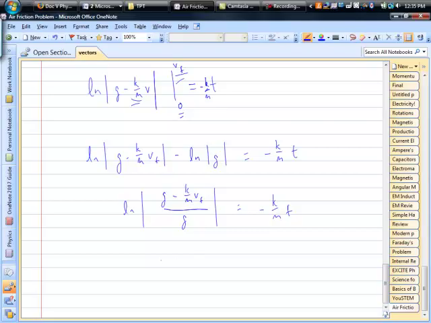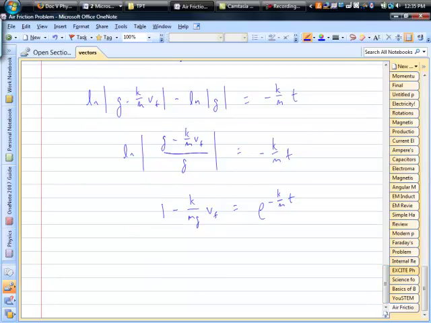So g over g is just 1. Then our second term is going to be minus this k constant over mg, which is the weight, times the final speed. And then we have an exponential function on the right-hand side. Okay. And if we go ahead and solve for v final, I'm just going to go ahead and write down the final answer.